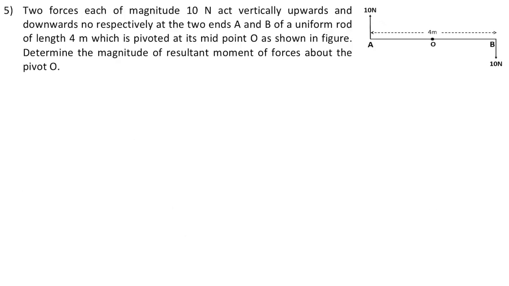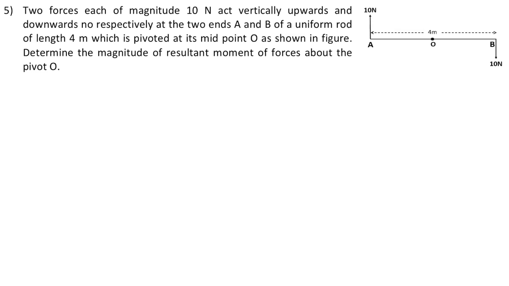clockwise. Fifth question. Two forces each of magnitude 10 Newton act vertically upwards and downwards respectively at the points A and B of a uniform rod of length 4 meter, and that rod is pivoted about its midpoint O as shown in the figure. Determine the magnitude of the resultant moment of forces about the pivot point O.